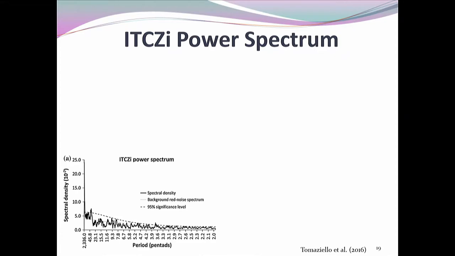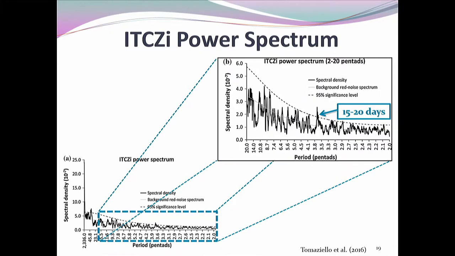Here, the power spectrum for the index. You can see here you have some intra-seasonal peaks, and if we zoom in on the region of intra-seasonal peaks, we have a significant peak between 15 and 20 days. Then the index captures the intra-seasonal variability of the ITCZ. Then you can use this index to represent and to study the AITCZ intra-seasonal variability.